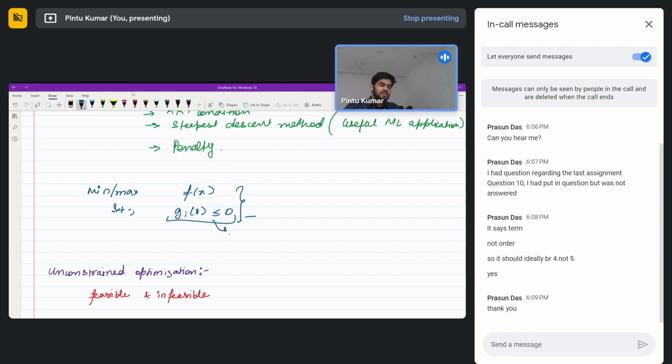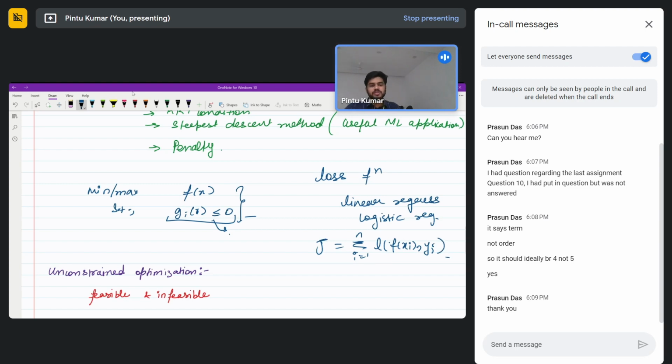For example, when you look at the loss function of some of the machine learning algorithms that you might be familiar with till now, for example linear regression or logistic regression, there you had some loss term. Let's represent it by a variable, let's say J is equal to summation over all the data points of loss of f of xi comma yi, right? So here you just wanted to minimize your J, but you didn't have any additional constraints with you.